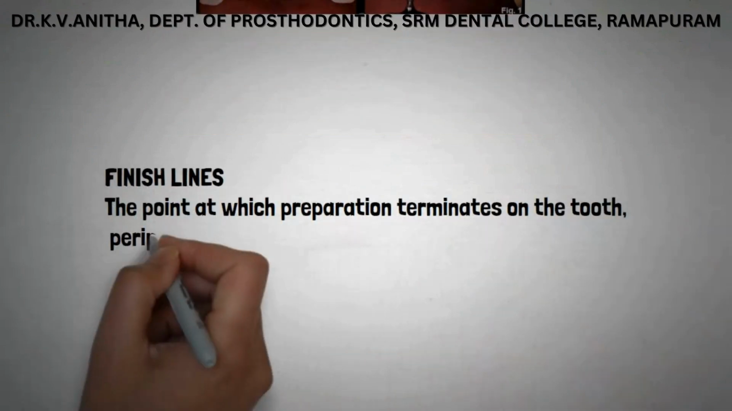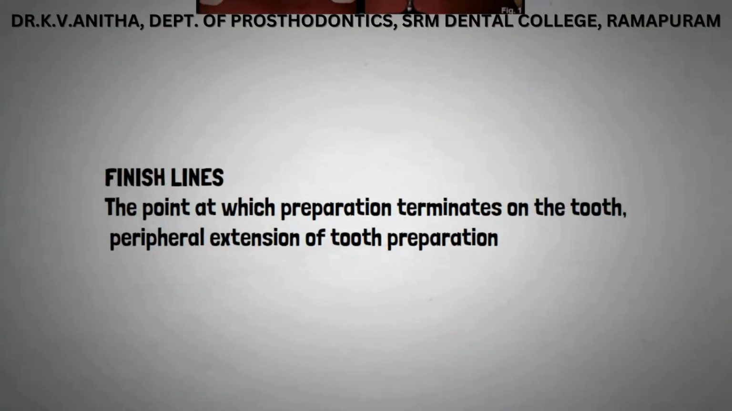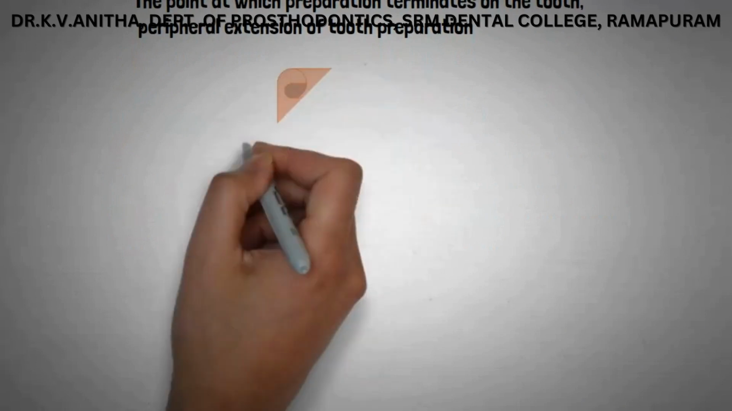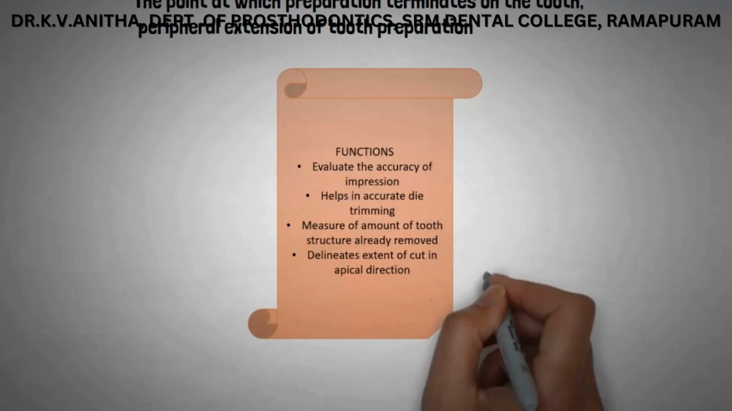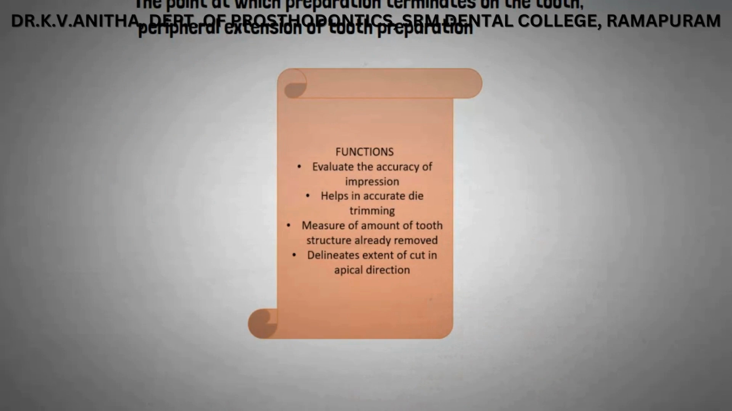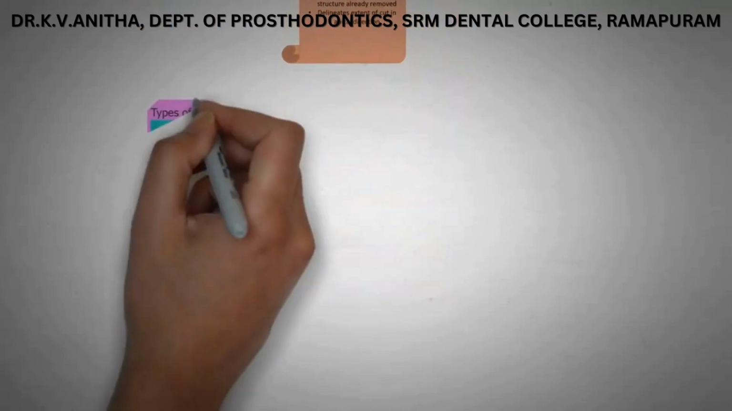Finish lines are the point at which preparation terminates on the tooth. It is the peripheral extension of tooth preparation. The functions include evaluation of the accuracy of the impression and helping in accurate die trimming. It is used to measure the amount of tooth structure already removed, and it delineates the extent of the cut in the apical direction.